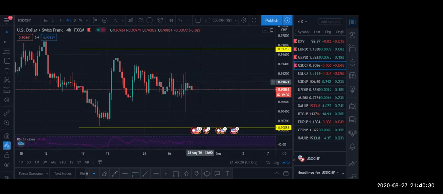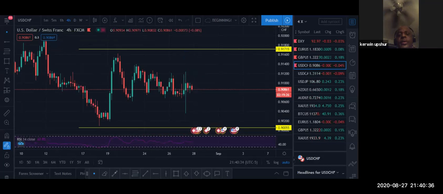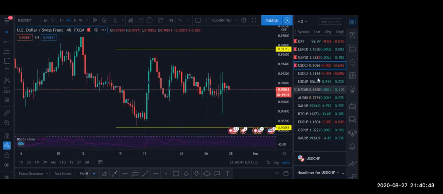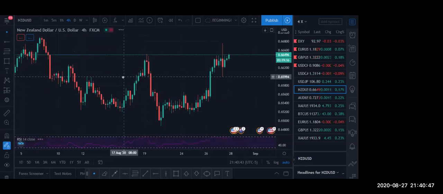For day trades, like for trading every day, a lot of people use the 4 hour and the 1 hour. Yeah, that's what we're using. The 4 hour and the 1 hour, those ones work real good. I'm gonna go to a random one, NZD USD. I haven't dealt with it in a minute.